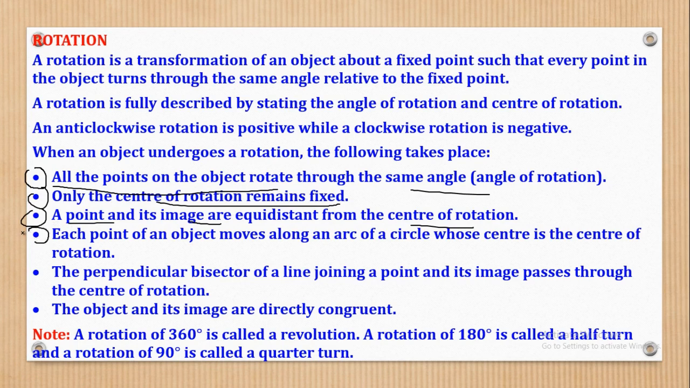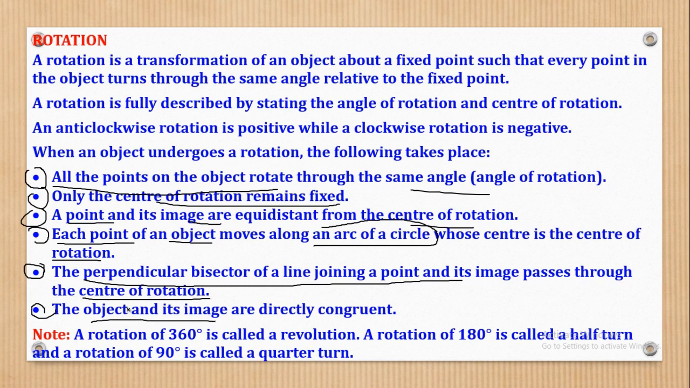Then property 4 is that each point on an object moves along an arc of a circle. So that means that in this topic we shall need a pair of compasses whose center is the center of rotation. And property number 5, the perpendicular bisector of a line joining the point and its image passes through the center of rotation. Property number 6, the object and its image are directly congruent.